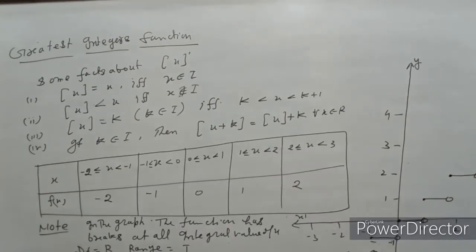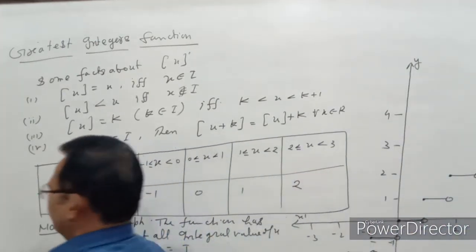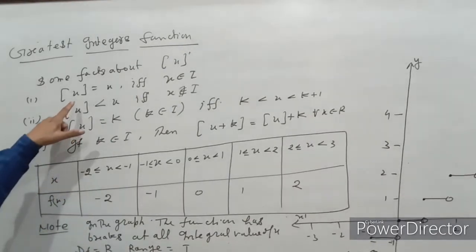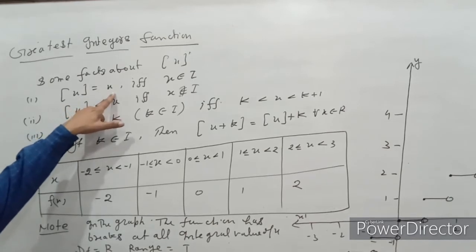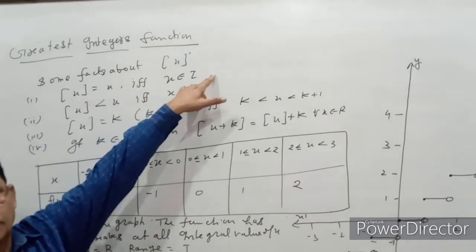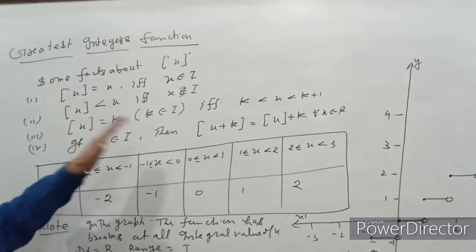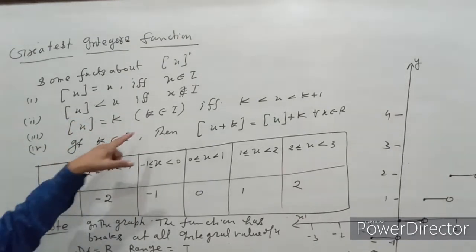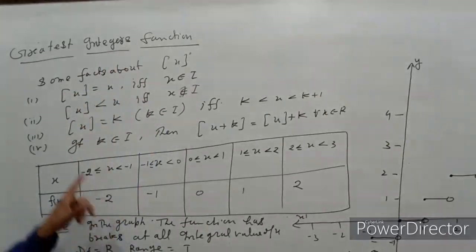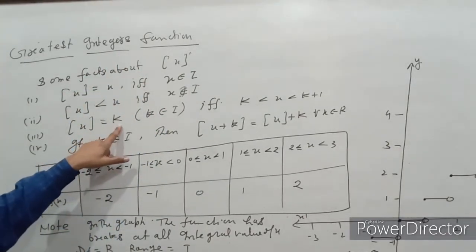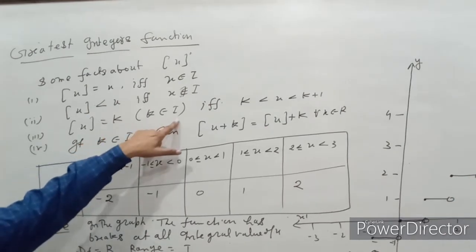Yes, देखिए for greatest integer function there are some facts. The value of the greatest integer function should be equal to x in case x belongs to I, and the value of the greatest integer function is the left integer immediately if x does not belong to I, or the value of the greatest integer function should be equal to k if k belongs to I.